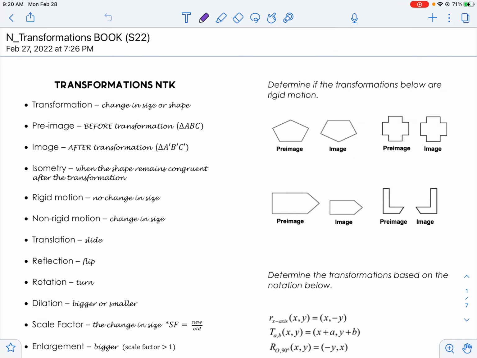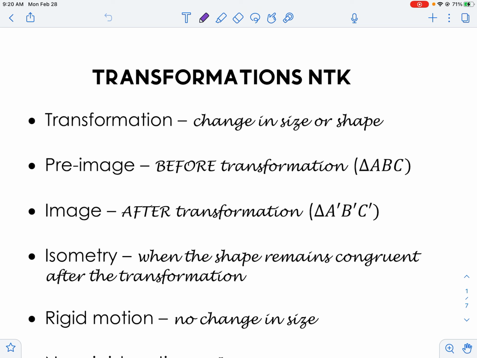It's Miss Bowie here, and today we're going to talk about transformations. Now, a transformation is just a change in size or shape. So, for example, if I were going to have a triangle, and then maybe I flip it around so it goes like this, that would be an example of a transformation. You can also move it. It's a change in size or shape.